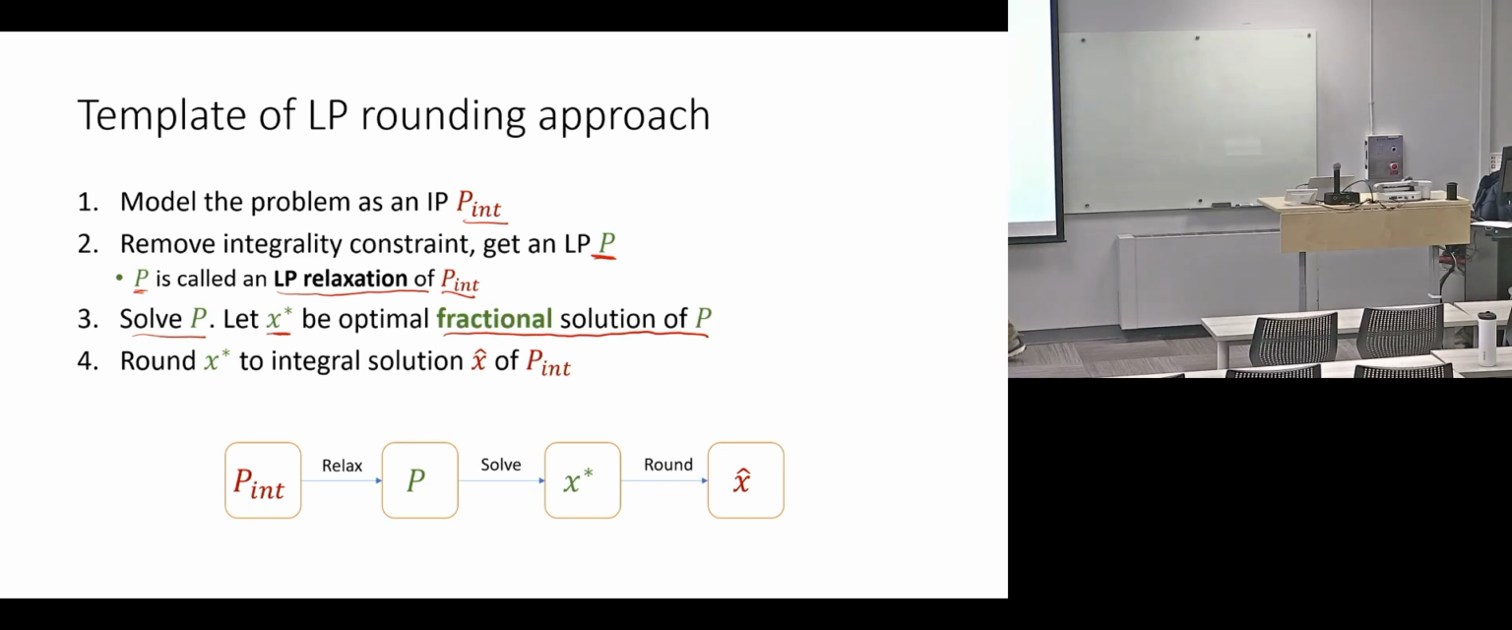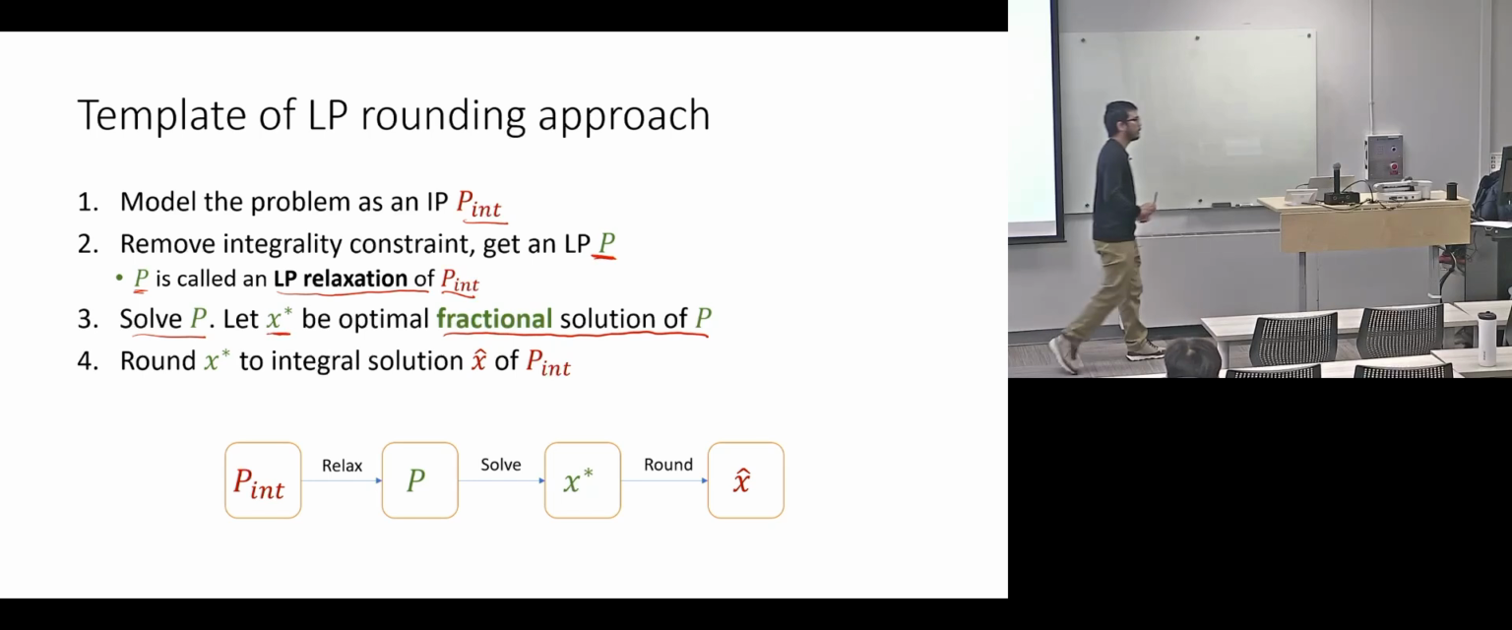And after that, you just round the X star to the integral one in some way. This is a non-trivial part. It's not that clear how to round it, but you need to design how to round the fractional one to the integral one called X hat. And that is a solution for your integer program. And we're going to hope that after rounding X star to X hat, you get a good solution. Maybe not optimal, but quite good.